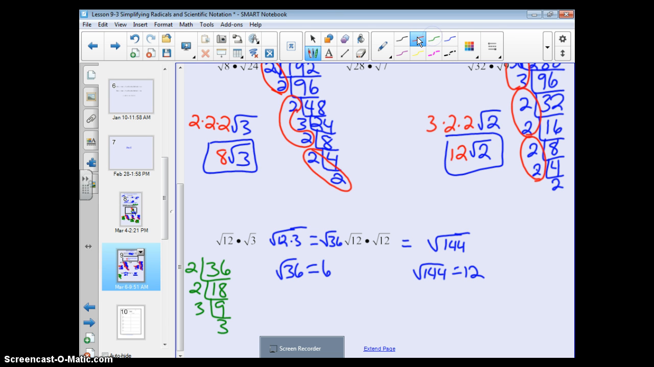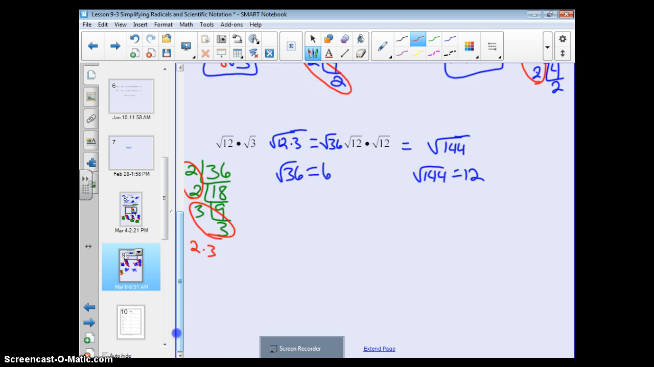Now, if we were to take out our groups, our pairs, we would have a pair of 2s and a pair of 3s, and there would be nothing left over. There would be nothing left over underneath our radical. So our answer would just be 6. Okay? So that's why our square root of 36 should just be 6. You don't have to simplify it down this way because we know that the square root of 36 is 6 because it's a perfect square.